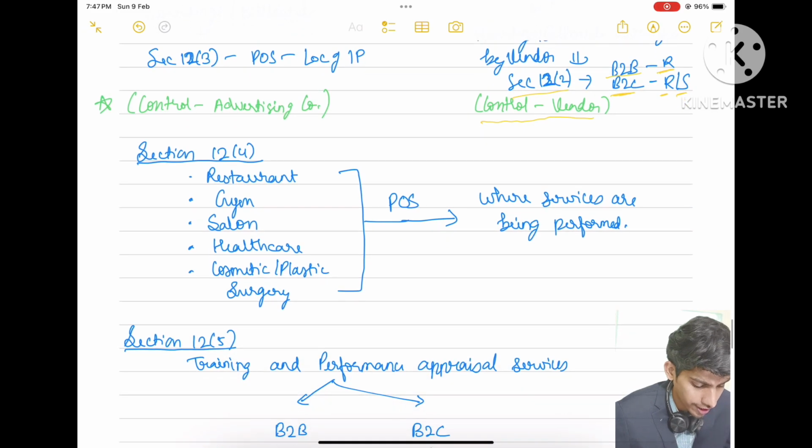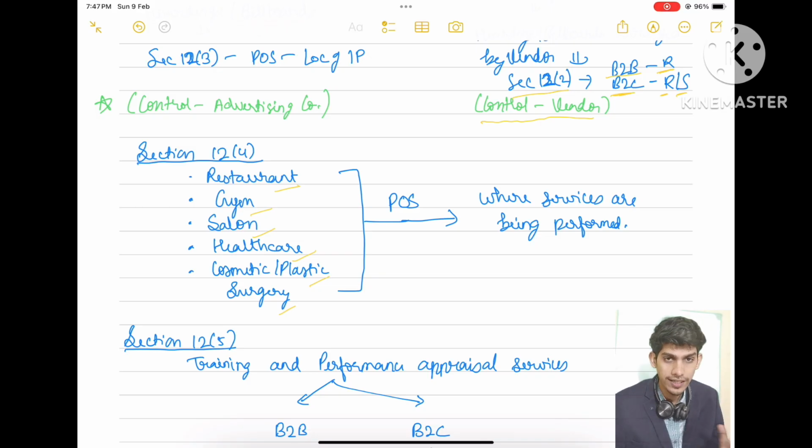Now moving on to section 12 subsection 4. So section 12 subsection 4 talks about restaurant services, gym, salon, healthcare, cosmetic, plastic surgery. For these services, the place of supply will be where the services are being performed. So for a restaurant, you are eating food, we will be seeing that you are eating food. So the service is quite visible there.